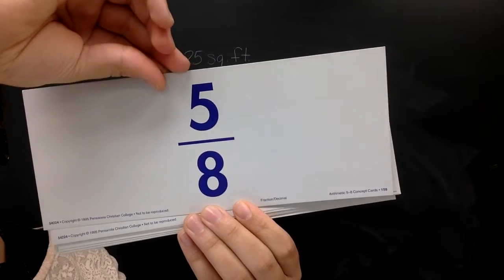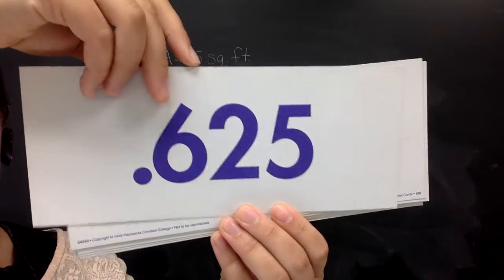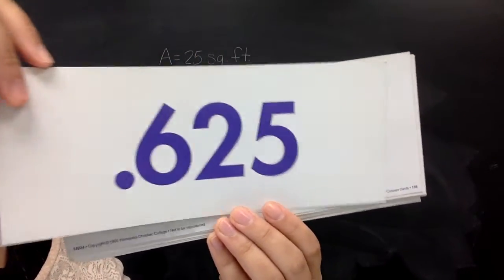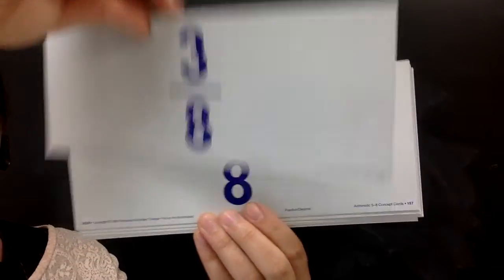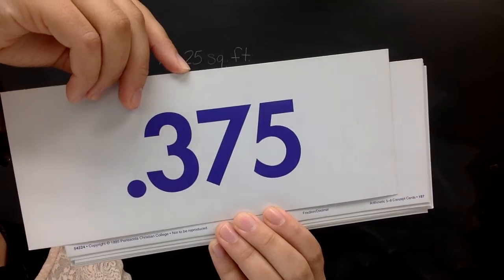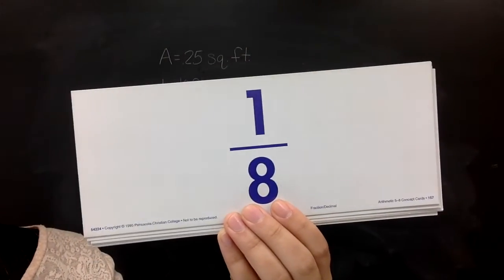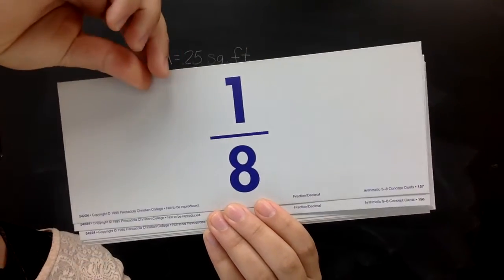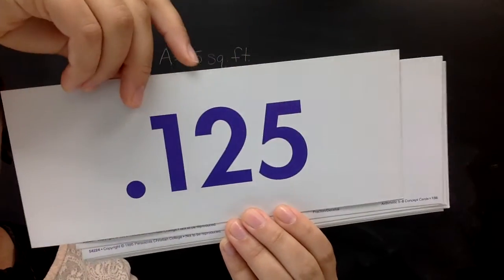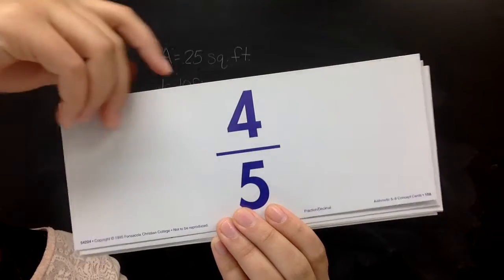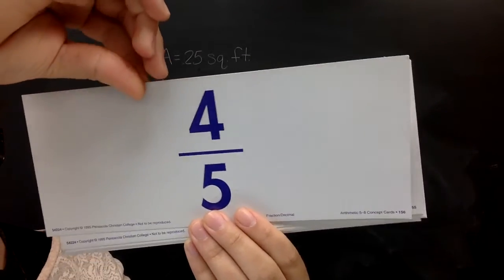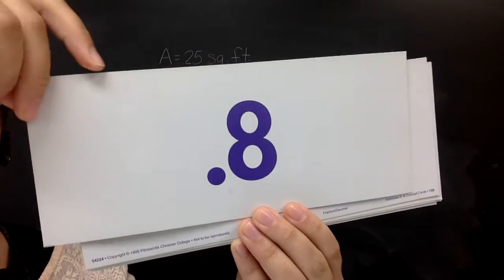What is the decimal for this fraction? 6 and 25 hundredths. For 3/8, 375 thousandths. For 1/8, 125 thousandths. What about for 4/5? 8/10.